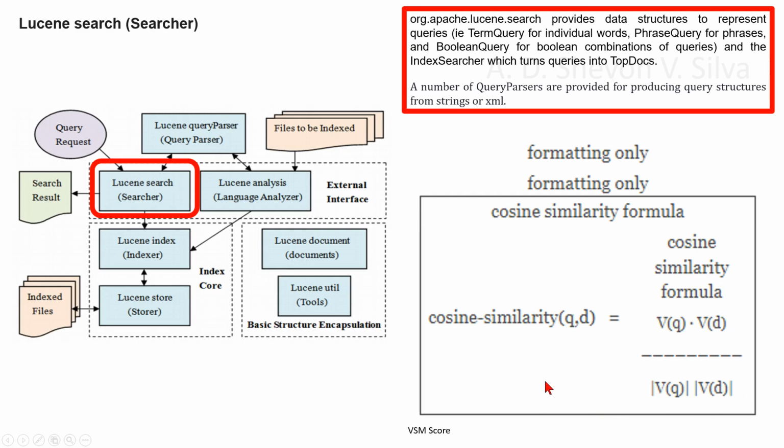VSM does not require weights to be TF IDF values, but TF IDF values are believed to produce search results of high quality, and so Lucene uses TF IDF. TF and IDF are described in more detail now.